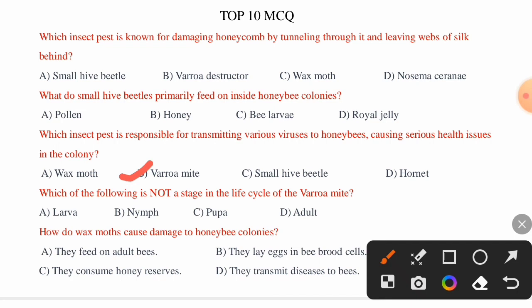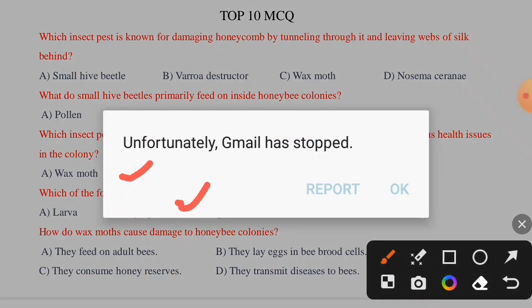Then which of the following is not a stage in the life cycle of the varroa mite? Options: larva, nymph, pupa and adult. So you have to know the life cycle of the mite doesn't contain pupa. It doesn't contain a pupal stage, so the answer is the pupa. So they consist of the larval stage, nymphal stage and then adult stage.